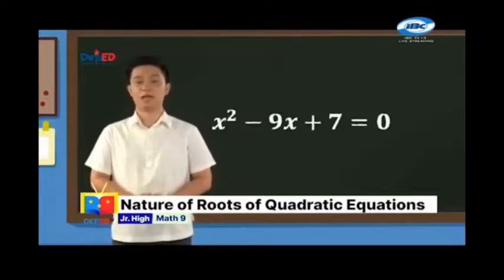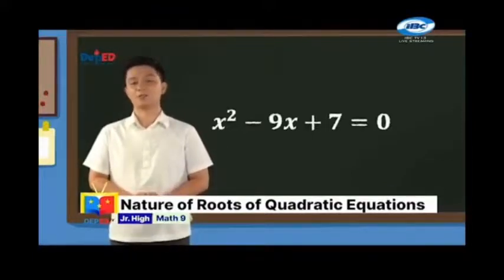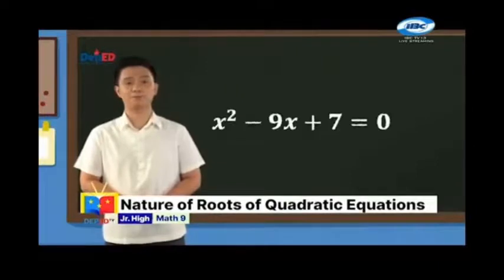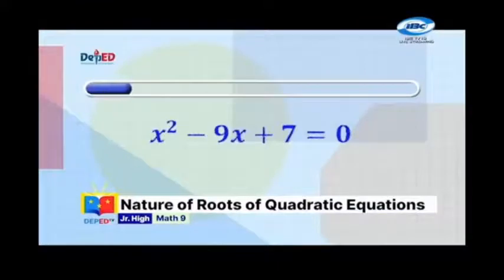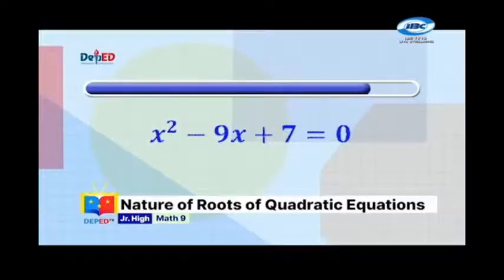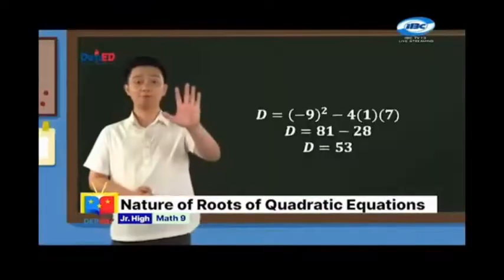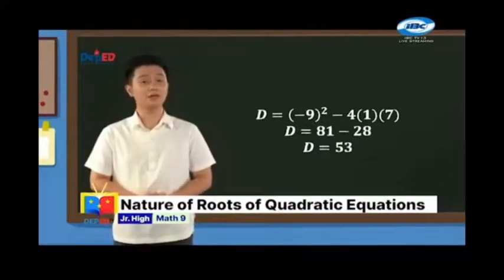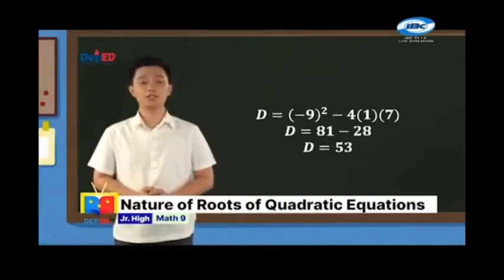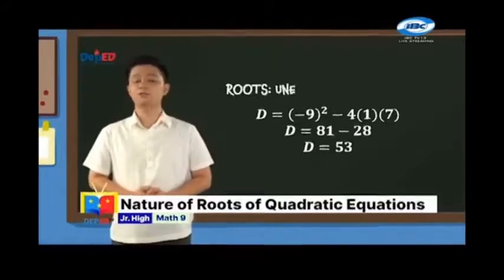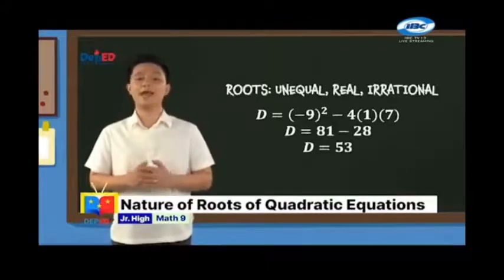Equation number 2. x squared minus 9x plus 7 equals 0. Your answer in 15 seconds. Let's do this. Time up. The discriminant is equal to 53. See the computation. It is positive, but it is not a perfect square. So, the roots are unequal, real, and irrational.